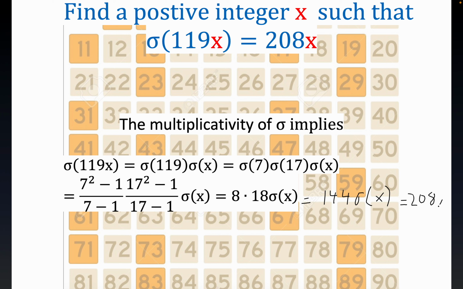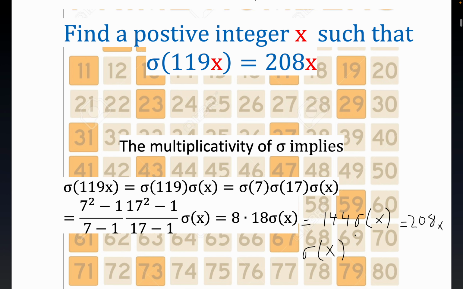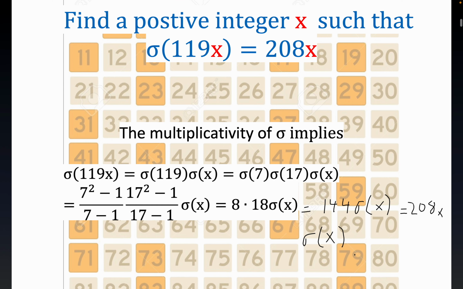Now we're getting somewhere, it looks like, folks. If you divide through by 144, you're going to get sigma of x is equal to, if you divide it all out, there's a common factor of 4, I think, so you would get sigma of x is equal to 13 over 9 times x. Now remember, we know that the sigma function has to return an integer. So what does that imply?